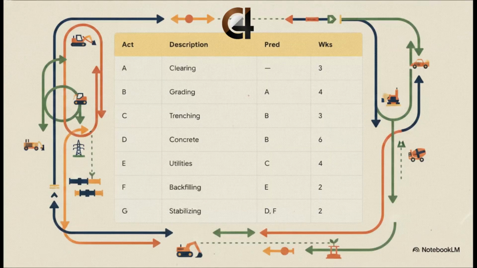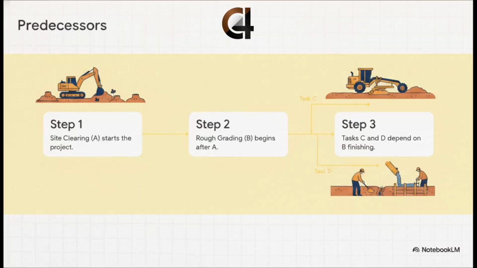Okay, so this simple table, it's actually the secret code to your entire operation. Now, I know at first glance, a list of activities A through G might just look like an overwhelming spreadsheet of chores, but look a little closer. We've got the description of every single task, everything from site clearing to final site stabilization. We have the duration in weeks for each step. And maybe the most important part, we have a column labeled predecessors. Let's break down exactly how those predecessors actually dictate your reality on the ground.